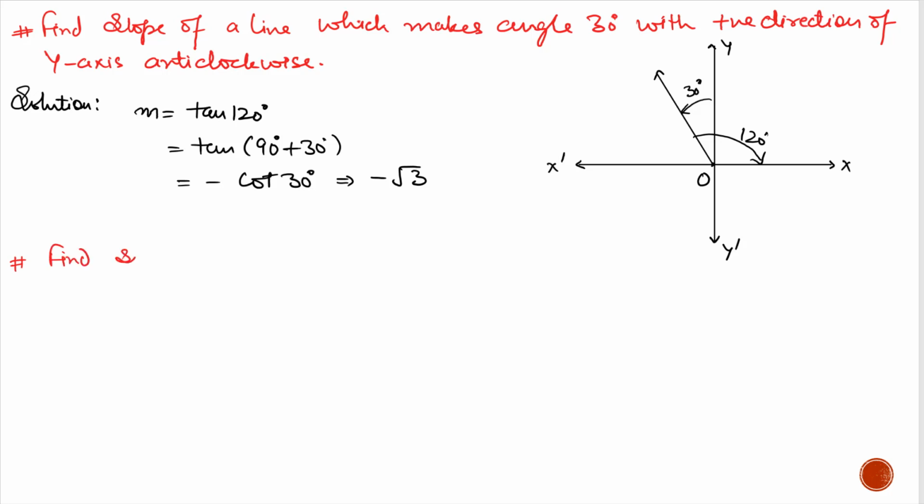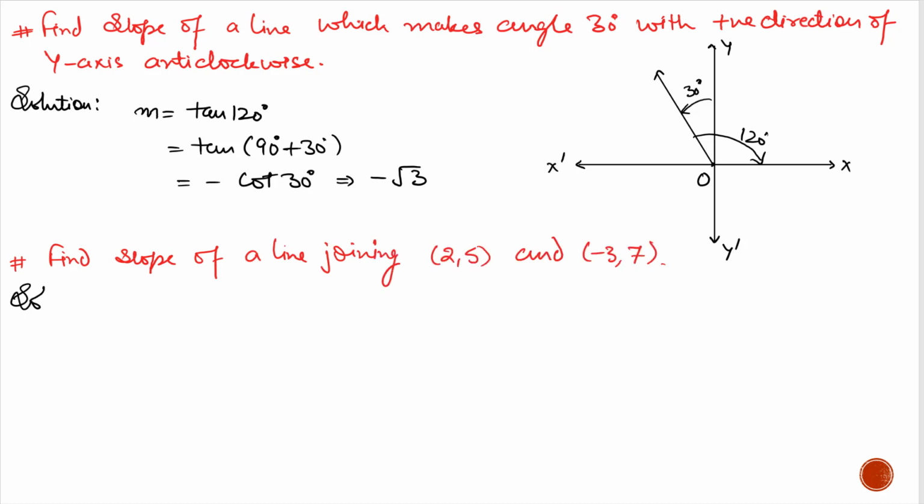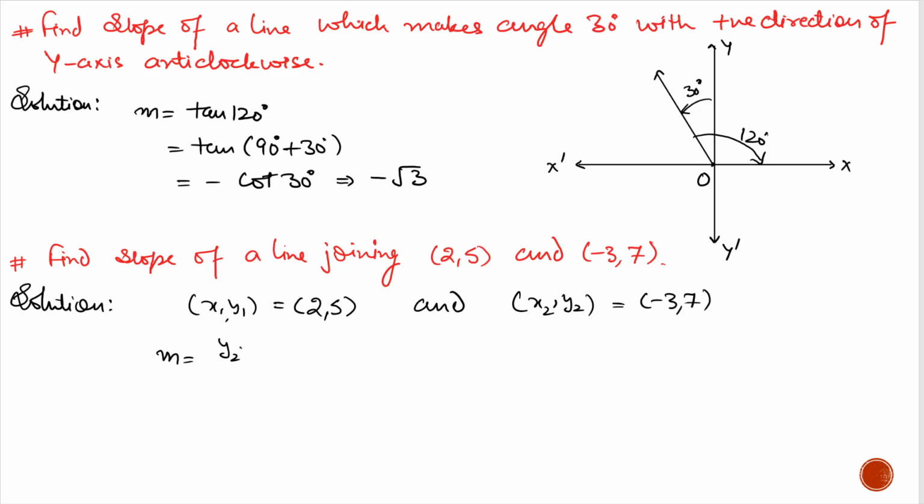One more example, find slope of a line joining 2 points (2, 5) and (minus 3, 7). Here (x1, y1) is (2, 5) and (x2, y2) is (minus 3, 7). We'll use the formula slope equals (y2 minus y1) divided by (x2 minus x1), and after calculation we'll get the answer minus 2 by 5.